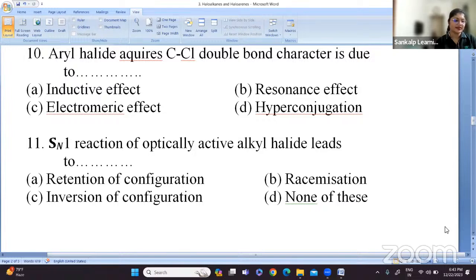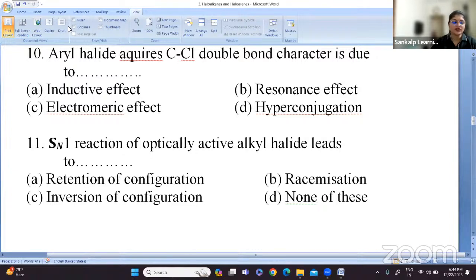What do you mean by racemization, students? Racemization means when you have equal amounts of dextro and levorotatory substances. So this will get cancelled. As you have an equimolar mixture of dextro and levorotatory substances, they are in equimolar proportion, so they will cancel each other. So it will lead to racemization.